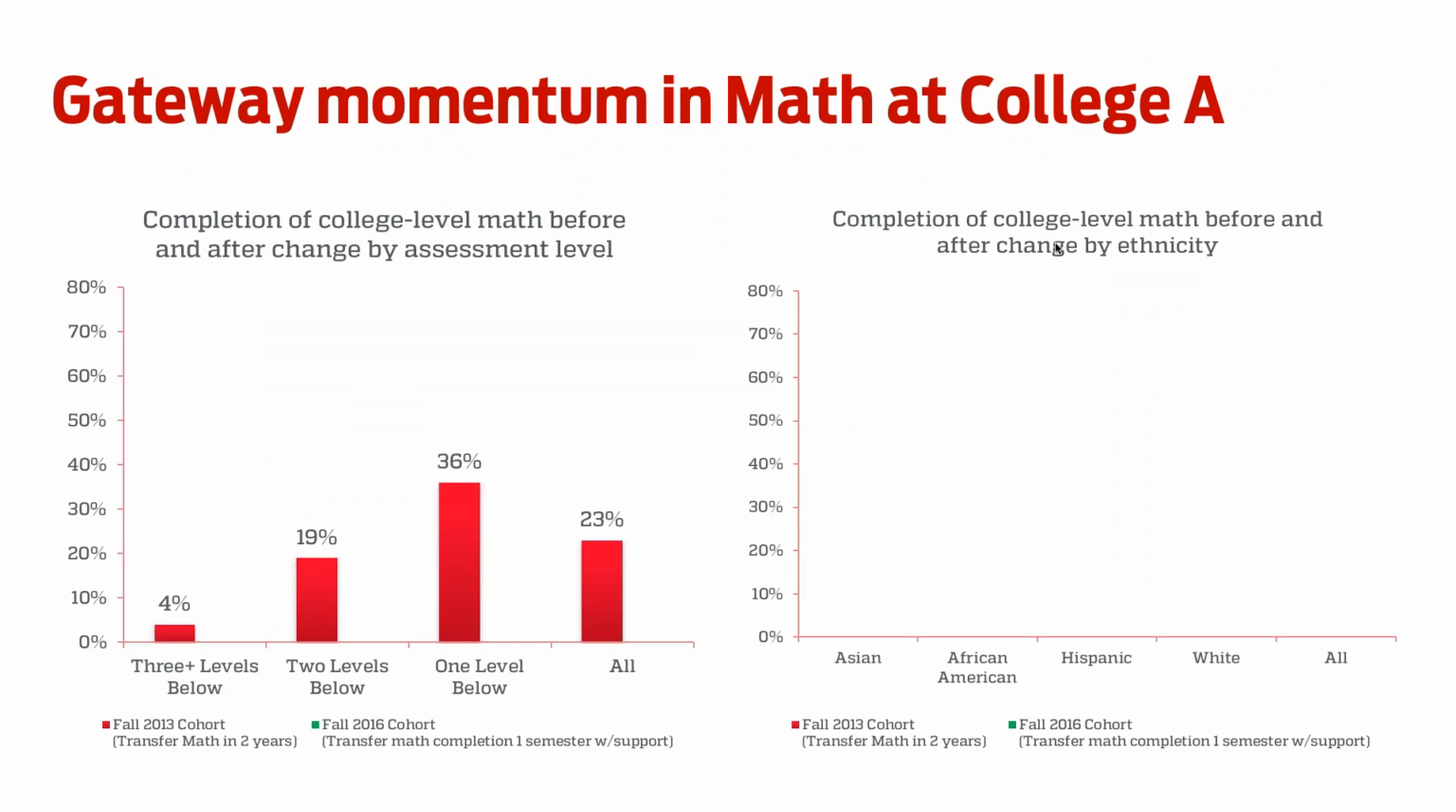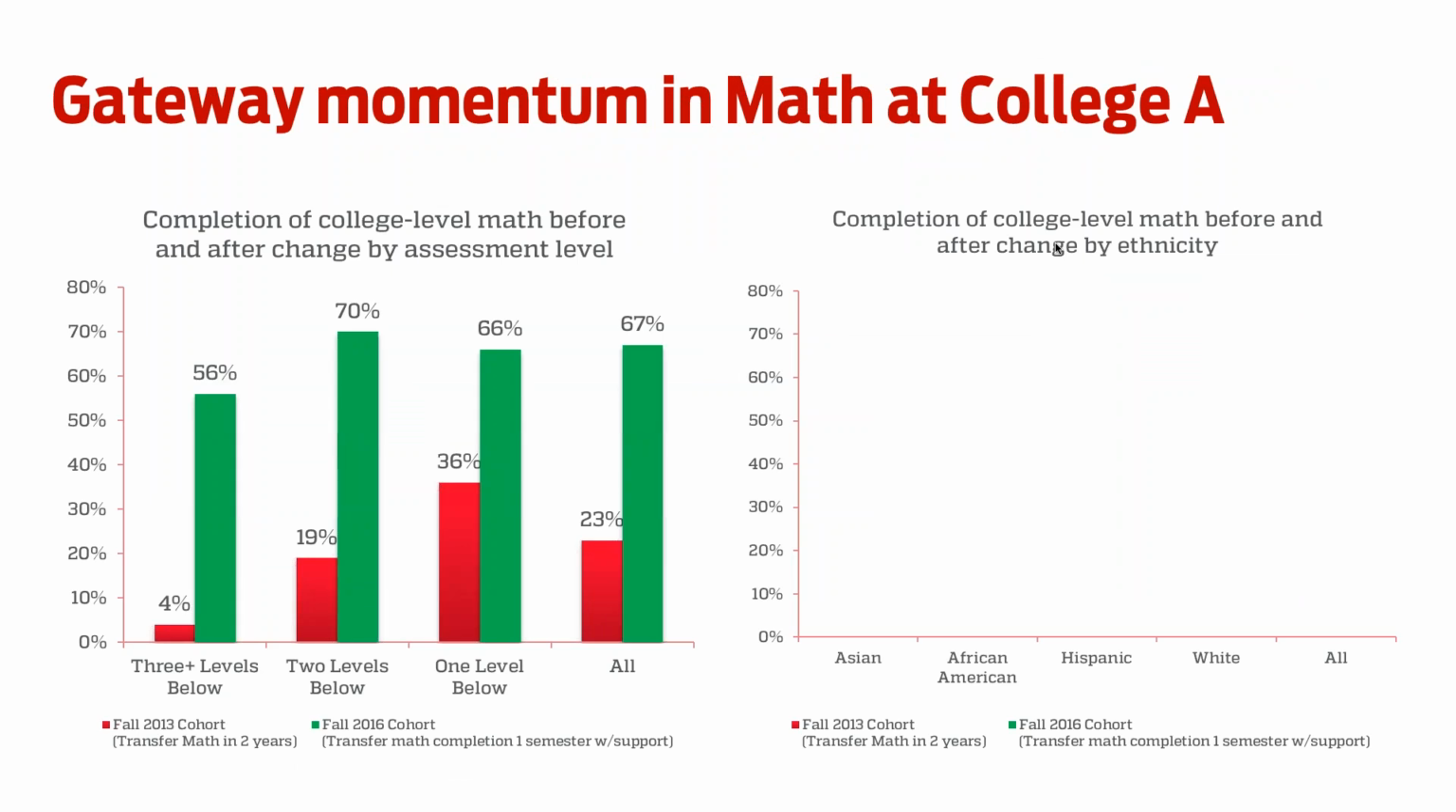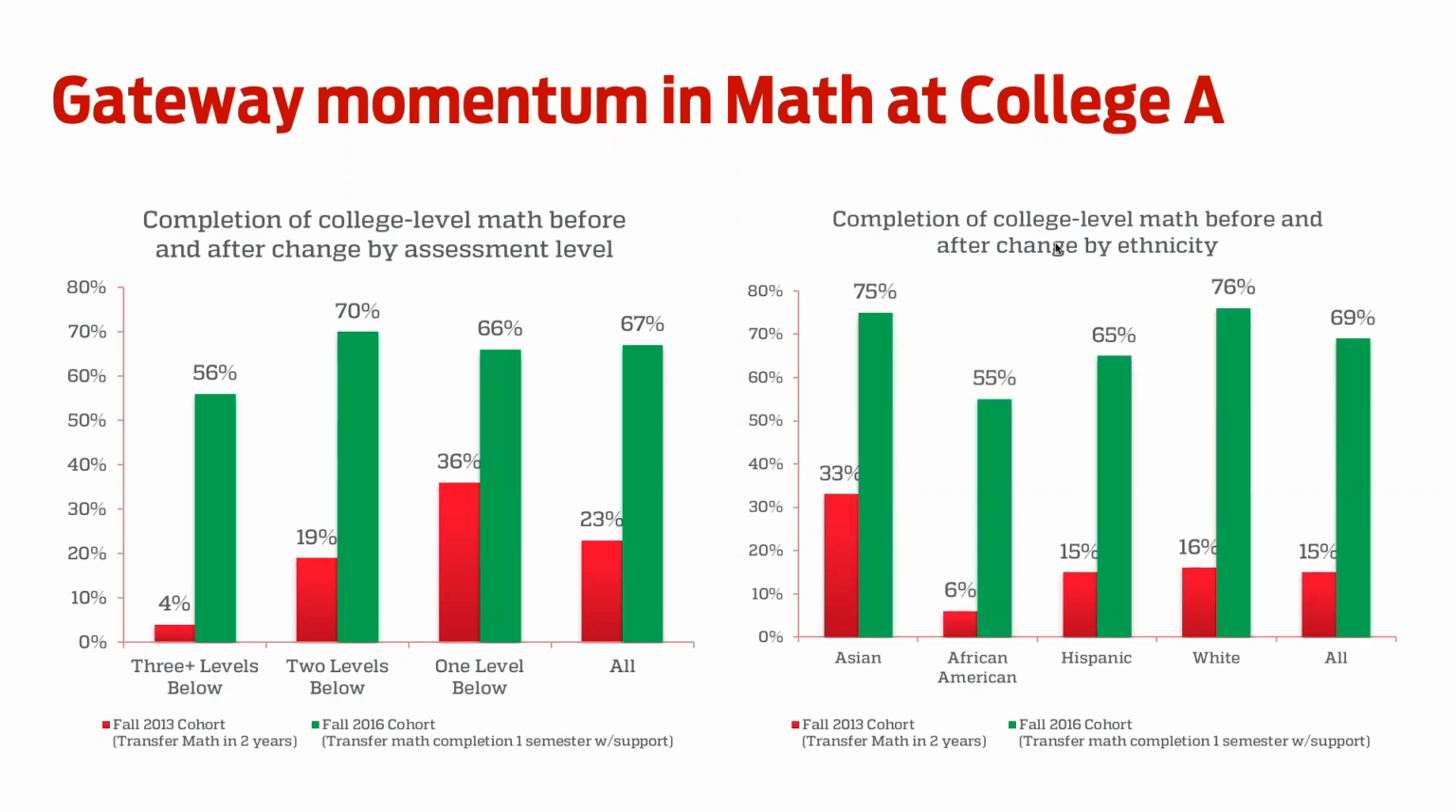And it has impacts across students. So they looked at the impacts for students who would have started 3, 2, or 1 levels below, and whether or not they complete college level math in 2 years. Totally transforms the likelihood of completion of college level math for students. And then they looked at what happens across students of different ethnicities, again in 2 years. Complete transformation. The African American students are 9 times more likely to complete college level math using this method than they were previously.